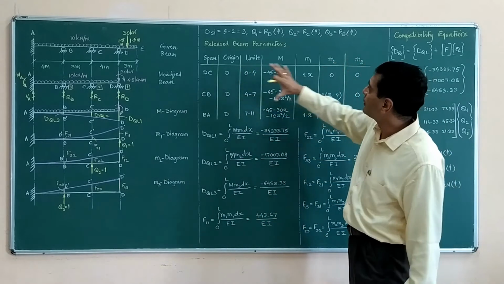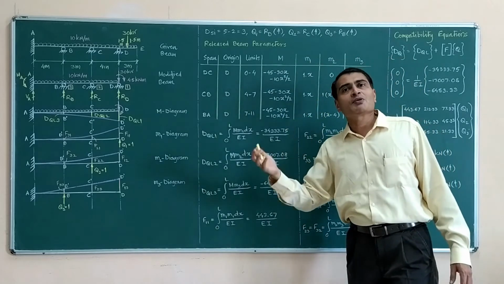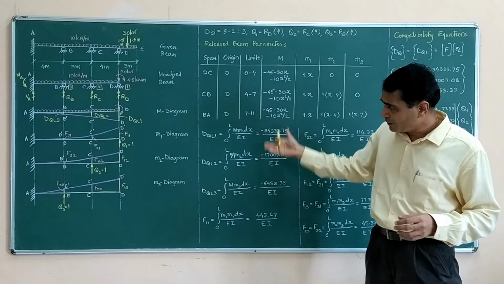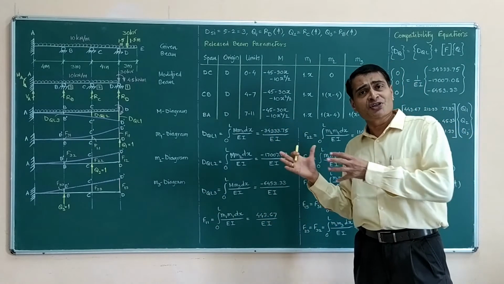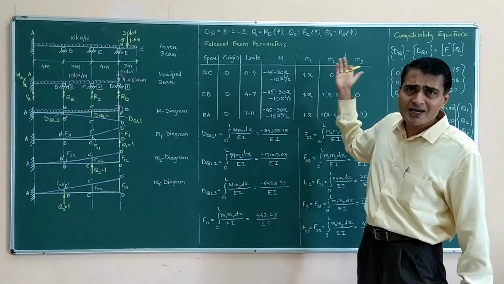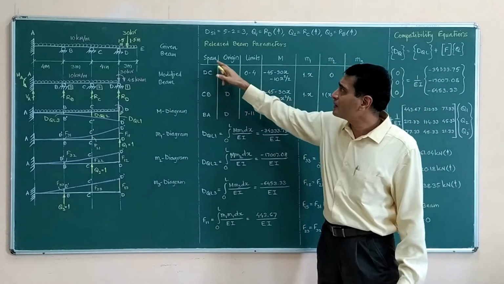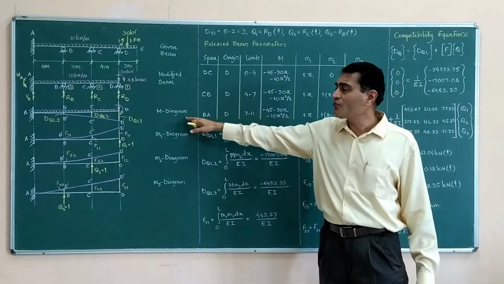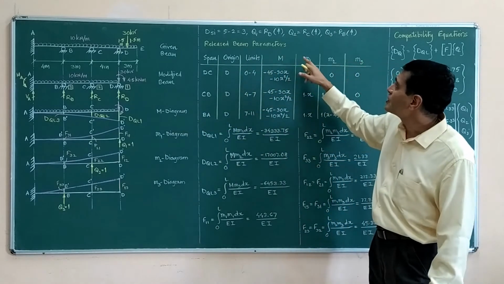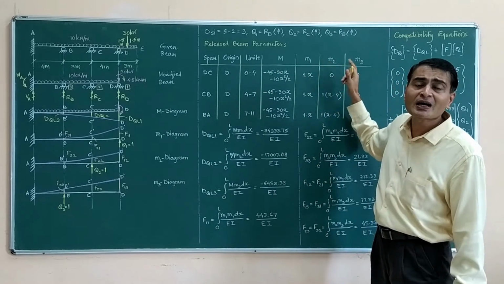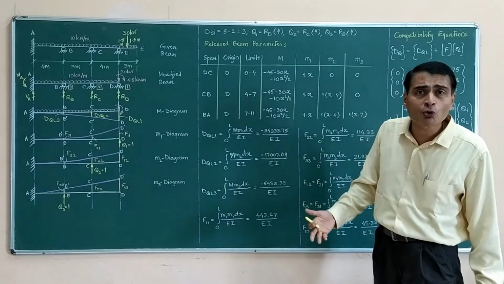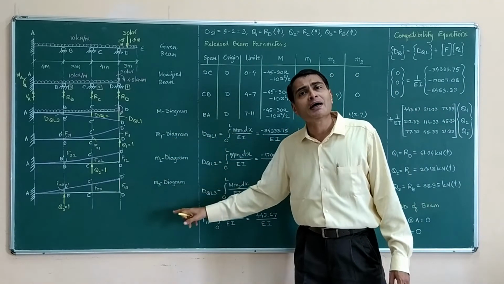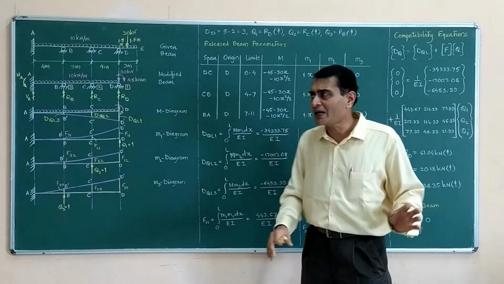So I am writing the table. I am expressing my bending moments in a systematic tabulated form, which will help me substitute my quantities in the integration. So the table has the usual columns: span, origin, limits, capital M, this is bending moment from capital M diagram. M1, M2, M3 are successively, respectively, bending moment expressions from M1, M2 and M3 diagrams. It is as simple as that.